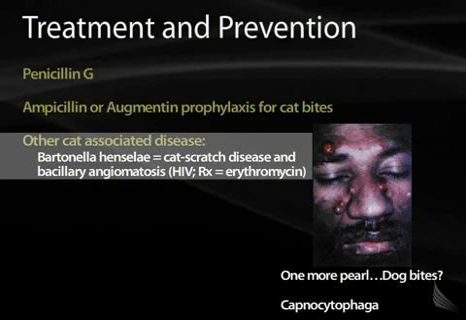Other cat-associated diseases include Bartonella henselae. That's cat scratch fever, and also you can get bacillary angiomatosis. You'll find that in HIV-positive people, and you'll want to give them erythromycin. One more pearl, if you're thinking of dog bites, you've got Capnocytophaga. That's the dog bite organism that you want to worry about. So you've got Bartonella, Capnocytophaga, and you've also got Pasteurella.